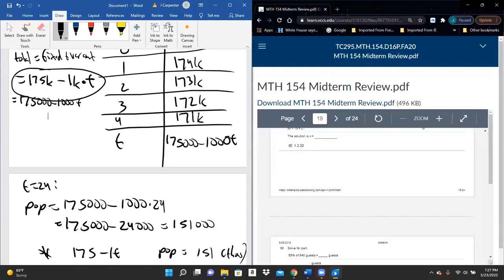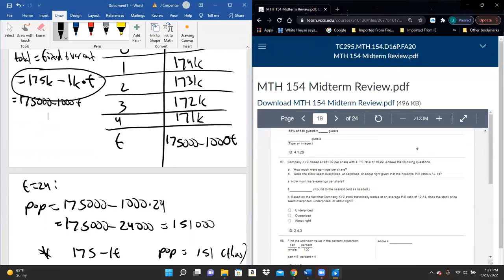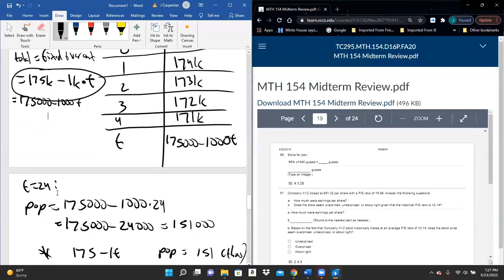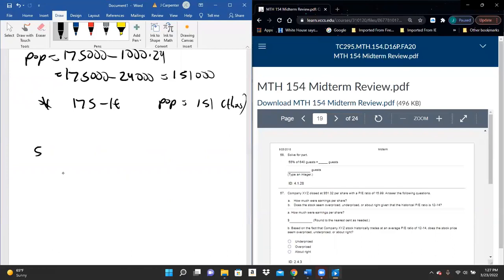All right. And let's finish with this 56. 55% of 640 guests is what? That's what they're asking, is what? 55% of 640 guests is what? So this is not a total change, percent change problem, even though you see percentages.